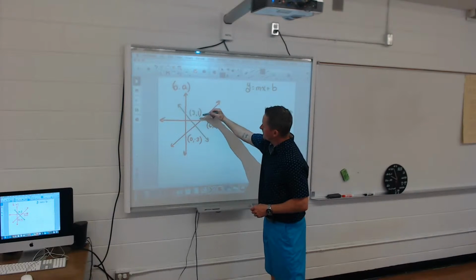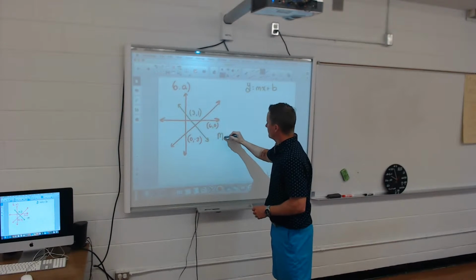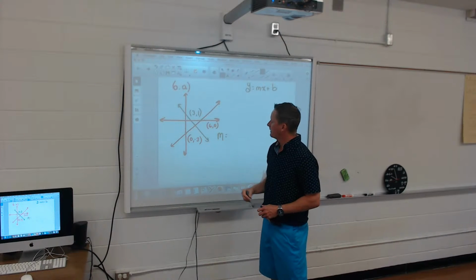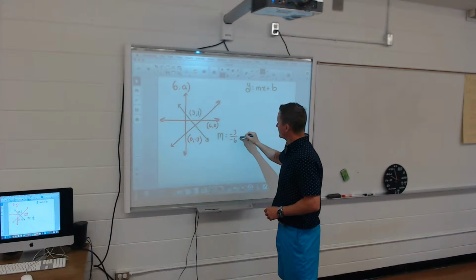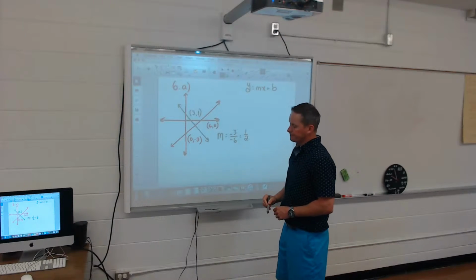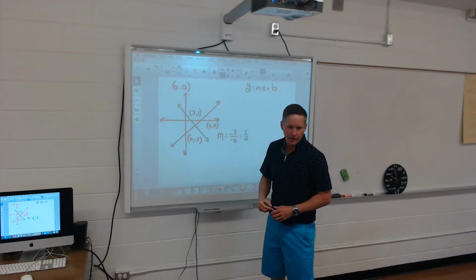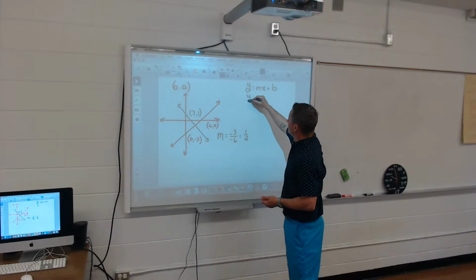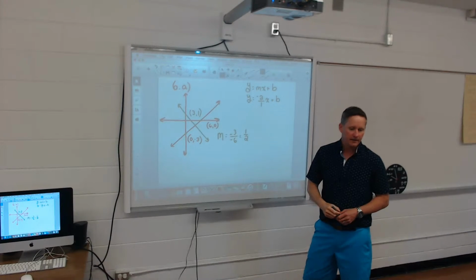Well, I get my slope from this line right here. So I count on this line here, the slope. To go down 3 and left 6 gives me a slope of 1/2. Now I want the equation of this green line, which is perpendicular to it. Because it's perpendicular, I need to reciprocate and make negative that slope right there.